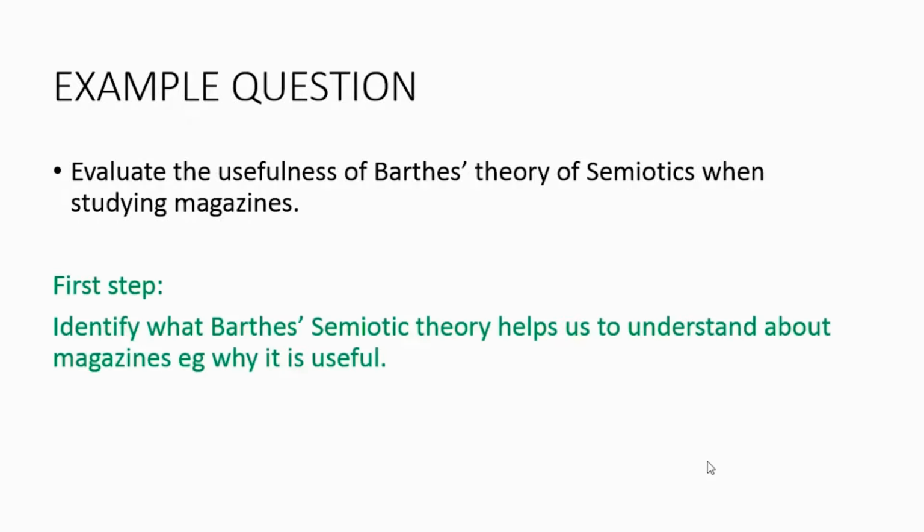So your first step is to identify what his theory helps us to understand about magazines. So this is basically why it's useful, why it's good. So think about the magazines that you've studied for component 2. My students study Huck and Woman's Realm. How do his ideas about things like enigma codes, cultural codes, proairetic or action codes help us to understand the pages of Huck? What about his semantic codes? If we're looking at the front cover of Woman's Realm and things like that, how do things like semantic codes or symbolic codes help us to understand the pages of Woman's Realm? And why is that a useful theory to consider?